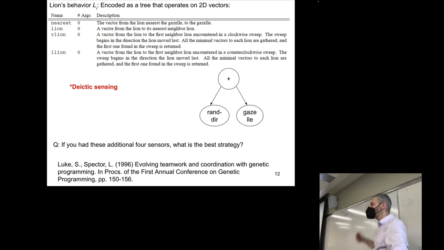Because they're doing things relative to self, and self is going to be different. Different lions have different positions. They have different positions relative to the gazelle. So you're getting a little bit more varied behavior. So it seems intuitively like if we evolve strategies for the lions with version B here, they're going to do better.